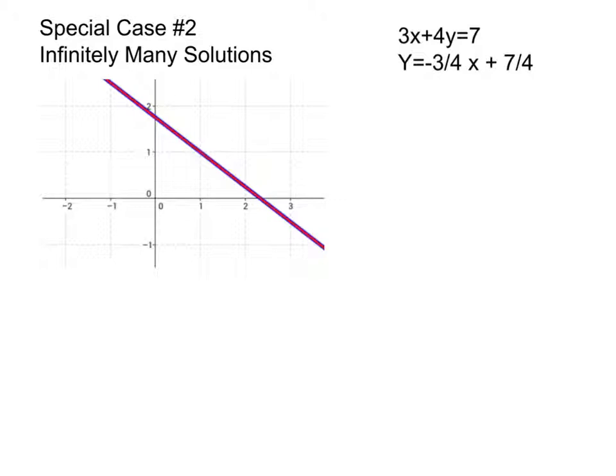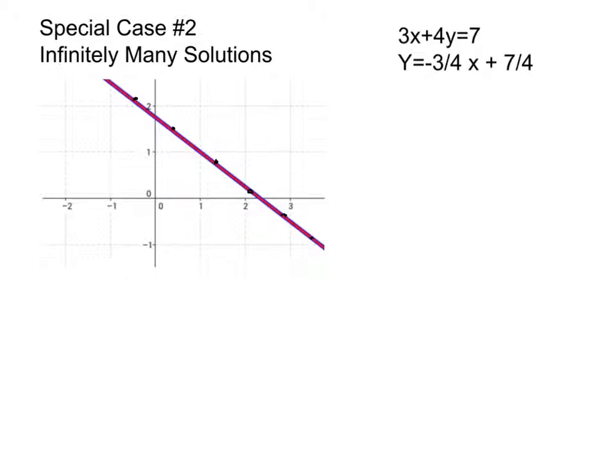So if graphically you ever see two lines on the same coordinate grid that are exactly the same, and you're asked to solve the system, you can immediately conclude that there are infinitely many solutions. That means that this point's a solution, this point's a solution, this point's a solution, any point on these lines is on both lines. So it has an infinite number of solutions.